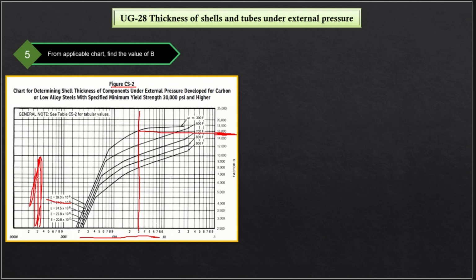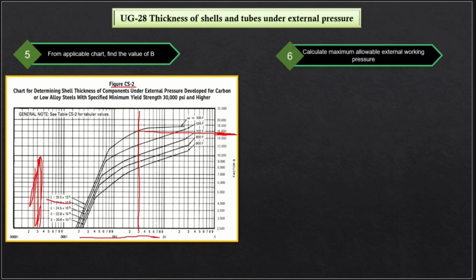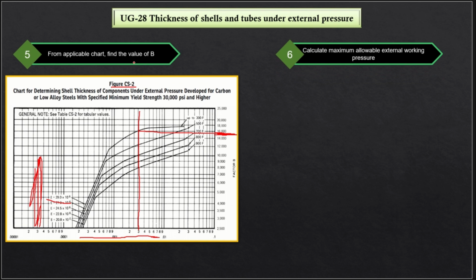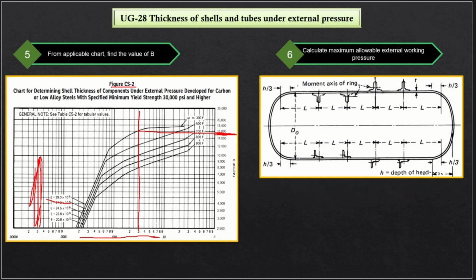Just remember this point. Next, after finding the factor B value, we will calculate the maximum allowable external working pressure. This is the figure I'm showing you for your reference. This is the length, this is the D naught, and this is the thickness. These are the general dimensions, right? So let's find the maximum allowable external working pressure.